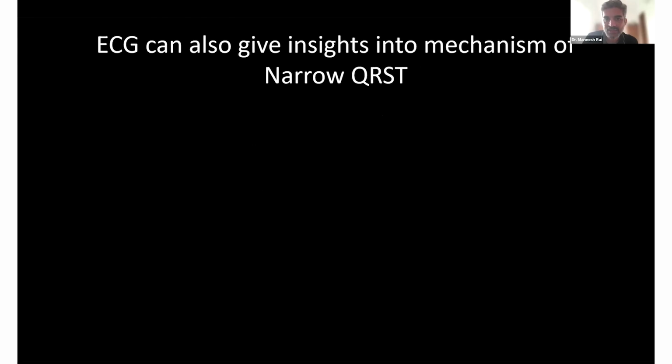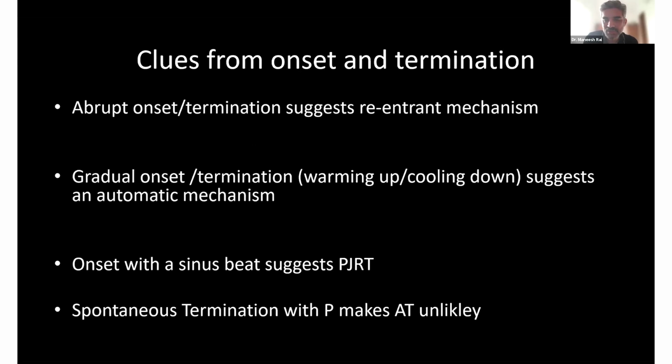ECG can also give insights regarding the mechanism of narrow QRS tachycardia. For example, an abrupt onset and termination usually means a re-entry, especially if it is initiated by an ectopic like the ones we saw. Gradual onset and termination, what we call a warming up and cooling down phenomenon, is more suggestive of an automatic arrhythmia. Onset with a sinus beat is suggestive of a PJRT. Spontaneous termination with a P wave makes AT unlikely.